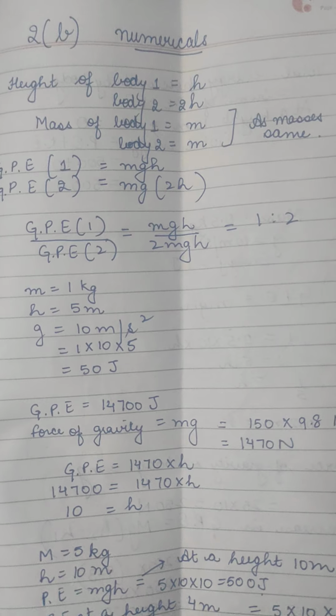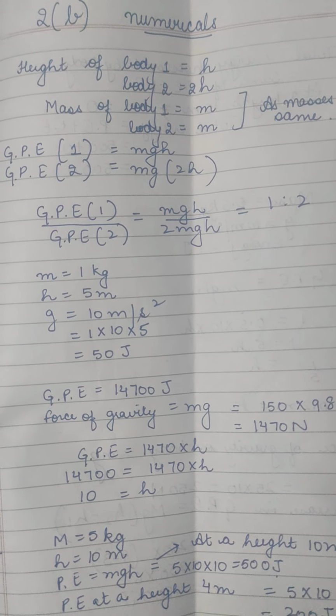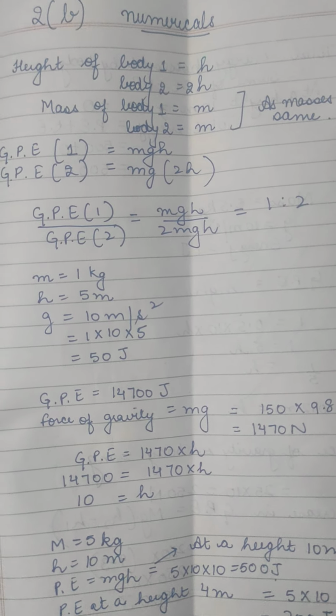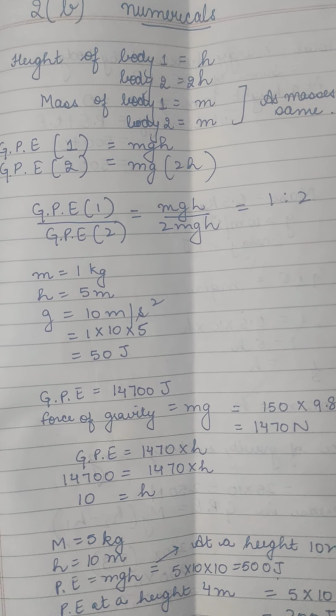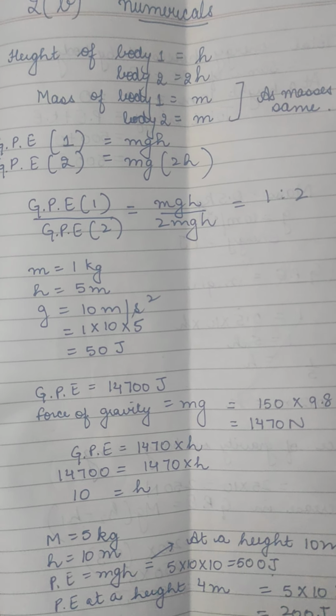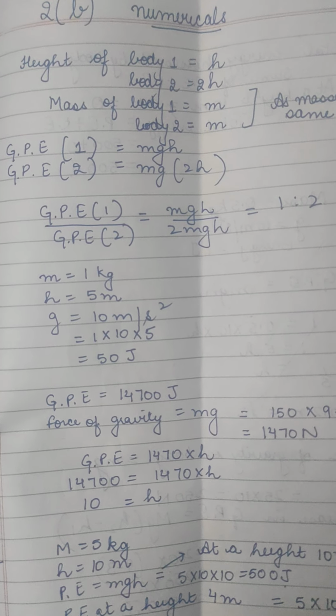You know the formula of gravitational potential energy, that is mgh. Put down all the values. One is h, another is 2h. mgh will get cancelled with mgh, so the ratio which you get is 1:2.